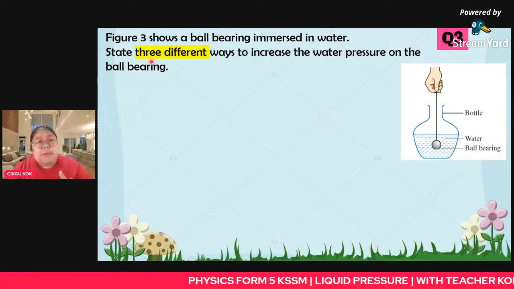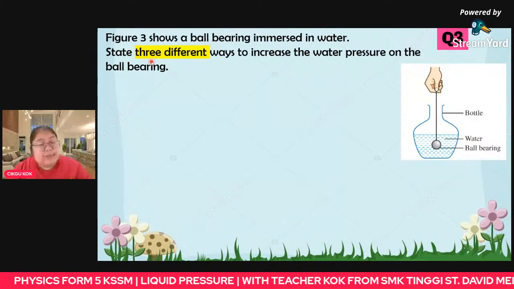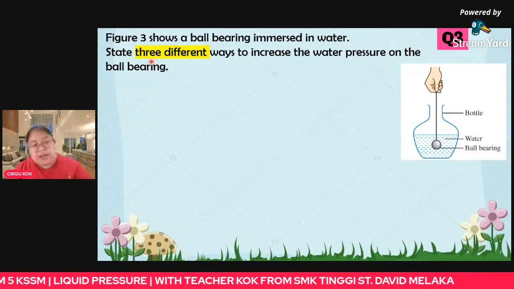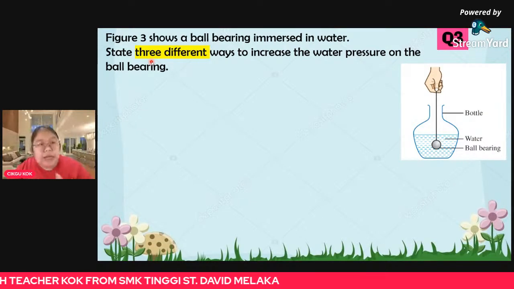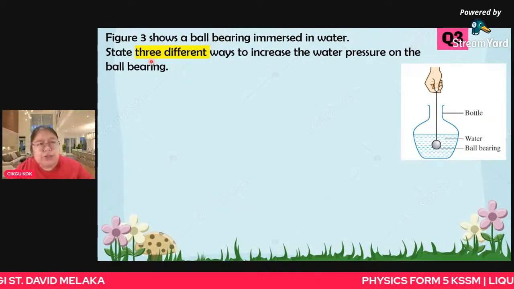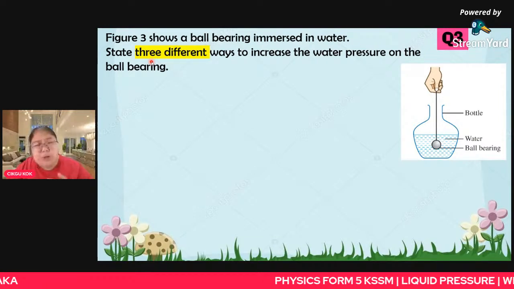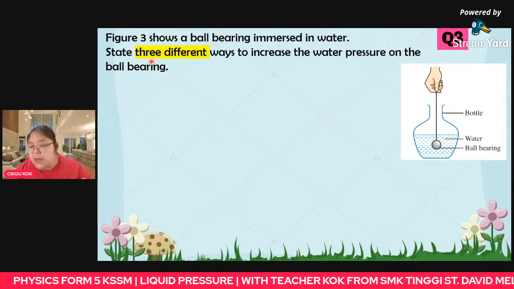So you just think about the formula, rho g h. We cannot change g, because you do the experiment on the earth. So we just change the h and also the rho. Okay, how do you change the h? How do you make the h become bigger, so that the pressure becomes higher? From here, any idea?